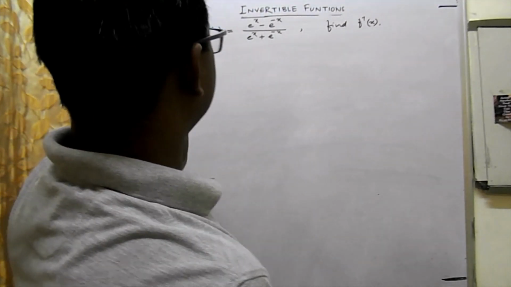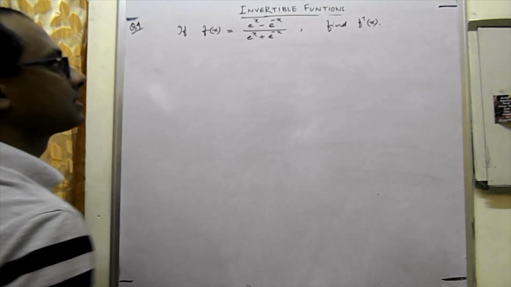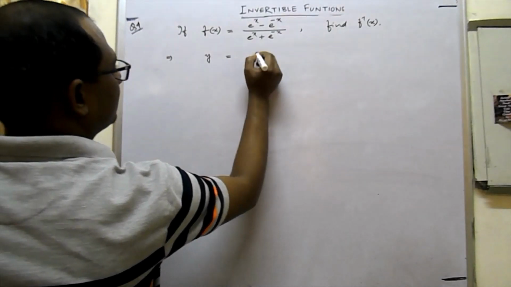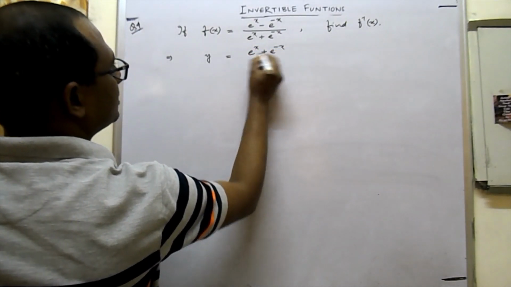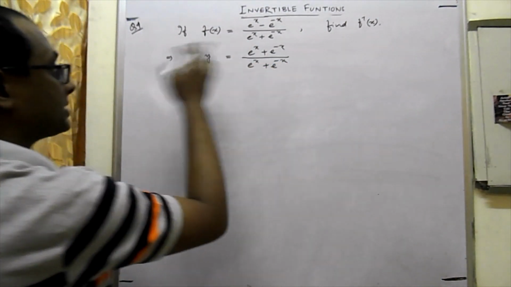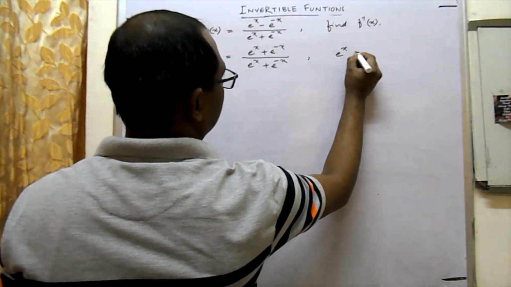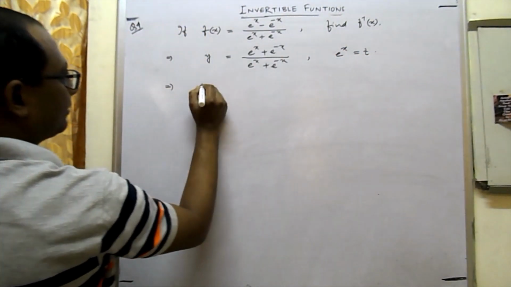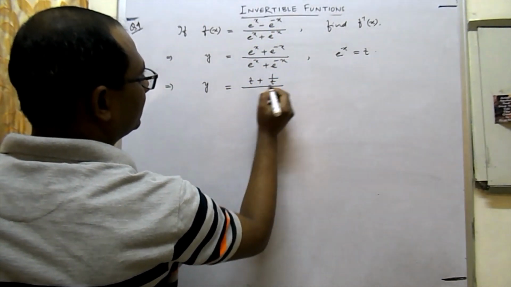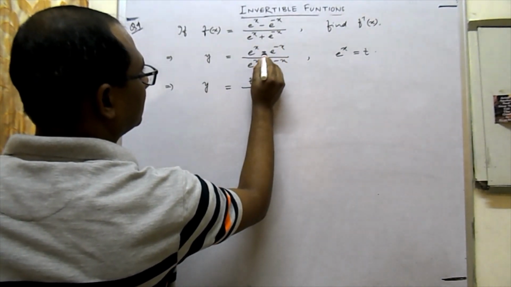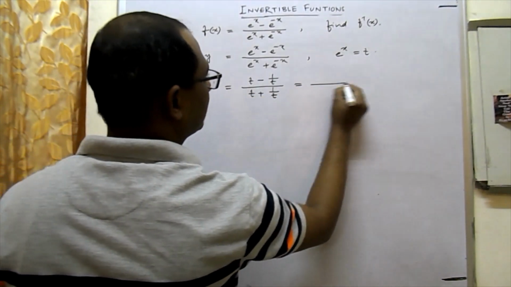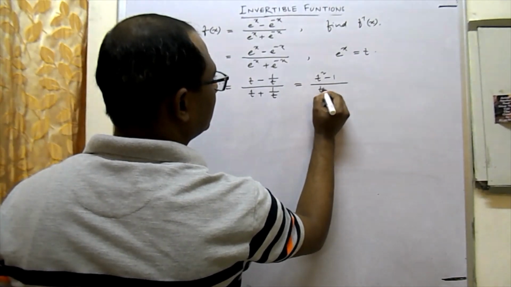If f(x) equal to e to the power x minus e to the power minus x by e to the power x plus e to the power minus x, then find f inverse of x. So what we'll do, just we'll put y in place of f(x), e to the power x minus e to the power minus x by e to the power x plus e to the power minus x. Now to solve this x in terms of y, let me write e to the power x equal to t, so that I'll get y equal to t minus 1 by t by t plus 1 by t. Upon taking LCM, we'll be getting t square minus 1 by t square plus 1.